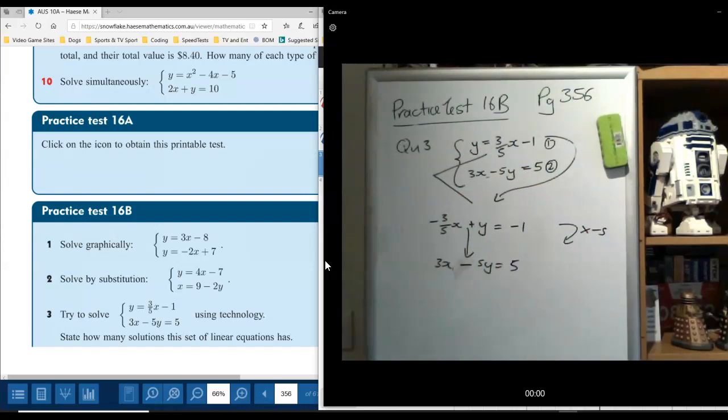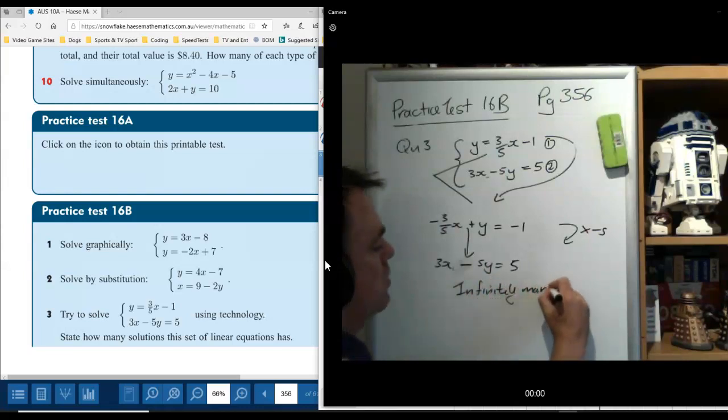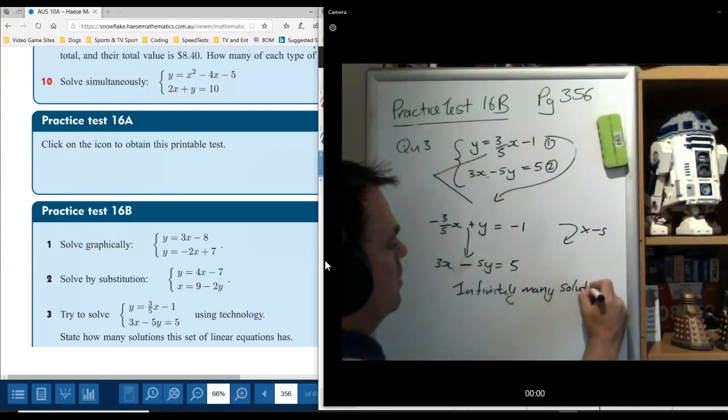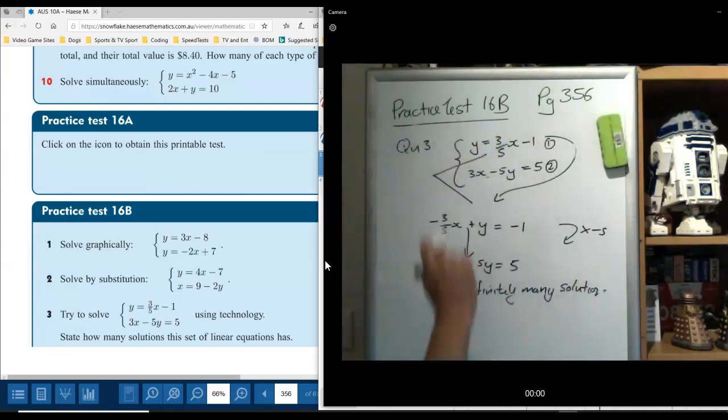And now it does actually say state how many solutions there are. So think, what does that mean? Well, what that actually means is how many values of x and y satisfy both of the equations. Yeah, they work in both of the equations. Well, since the equations are on top of each other, the lines are on top of each other, there are infinitely many solutions.